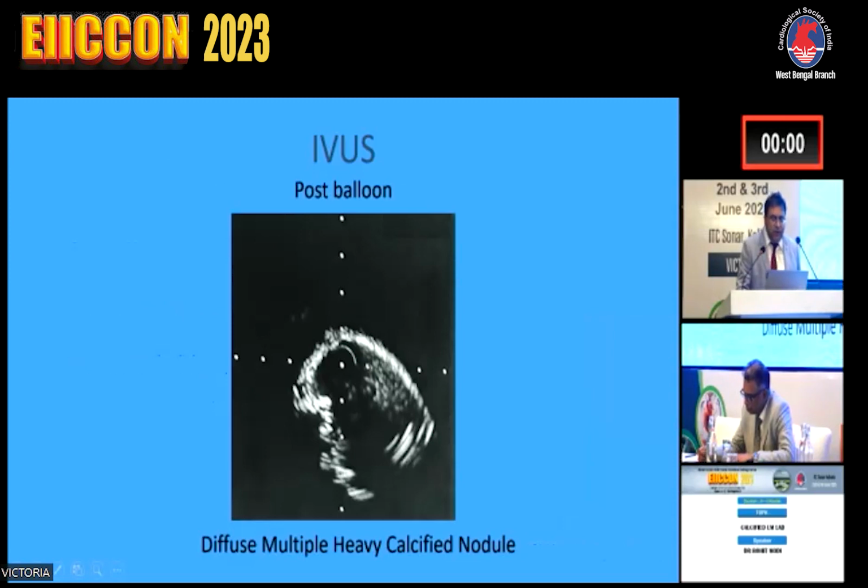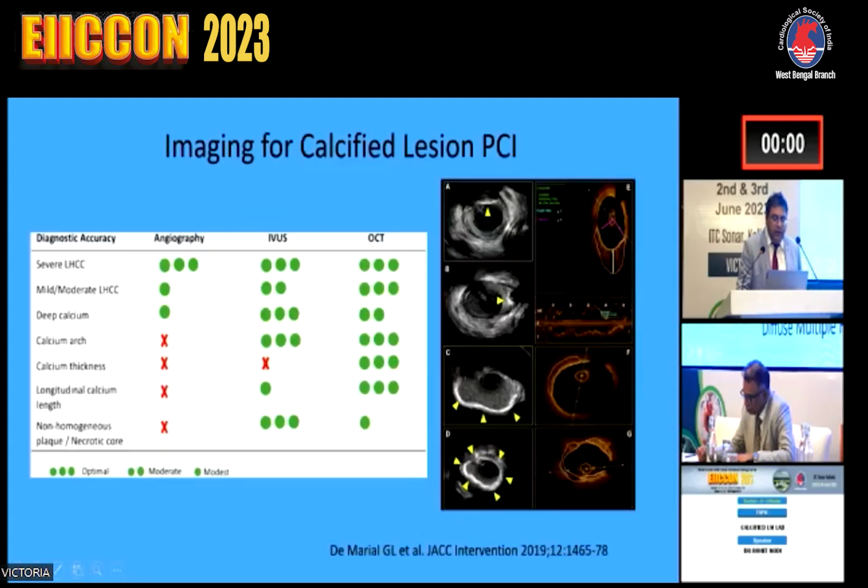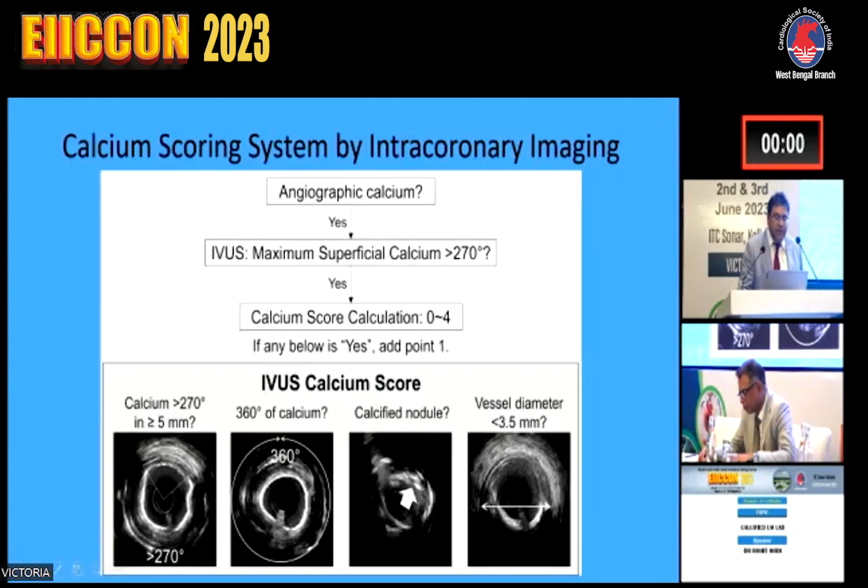So this is the IVUS post balloon. You can see the fracturing, diffuse, multiple, heavy. This was a heavy calcified nodule that was treated with a balloon. Then imaging for the calcified lesions, you must ascertain the quantity of the calcium. We label it as mild, mild to moderate, or moderate to severe calcification. So these are the scoring systems used in IVUS for calcium scoring.